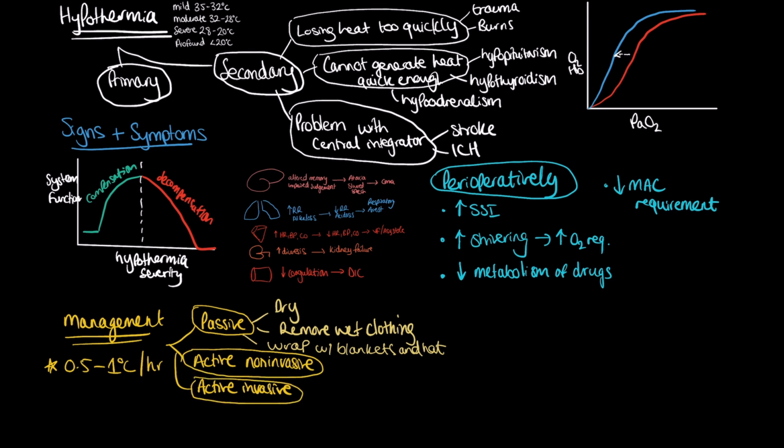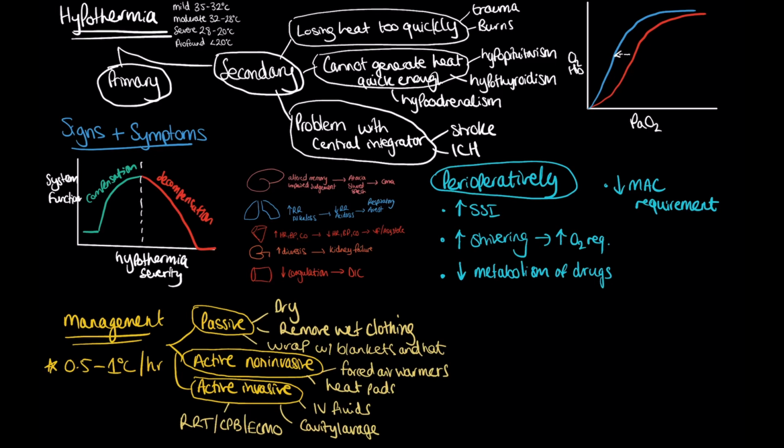Active non-invasive methods include using forced air warmers and chemical heat pads. If you have the kit, you can also place the patient on a heated mattress. Active invasive methods of rewarming include infusing warm IV fluids at 42 degrees Celsius, using an HME filter to humidify and warm inspired gases, and bladder, gastric, peritoneal and pleural cavity lavage with warm fluids. The most invasive methods include renal replacement therapy, cardiopulmonary bypass, or ECMO, but this is reserved for the most severe cases. There aren't any specific criteria for ECMO, so it's usually under the discretion of the local centre in your region.